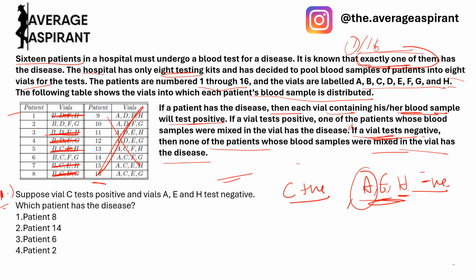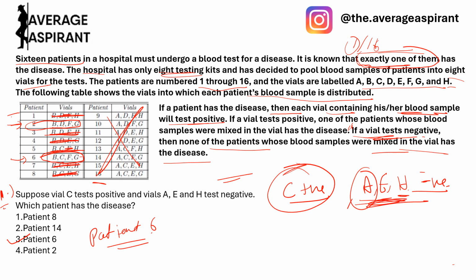Now it is known that C is positive. C is not there in patient 2, only B, D, F, and G are there. So there should be C, and only patient 6 is left. So our answer is patient 6. I hope you get it. Because C was positive, there were only 2 people left, patient 2 and patient 6. Only patient 6's blood sample had vial C, and the others had A, E, H, so we ruled out the possibility of them having the disease.